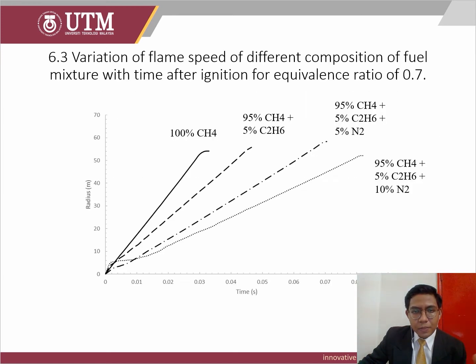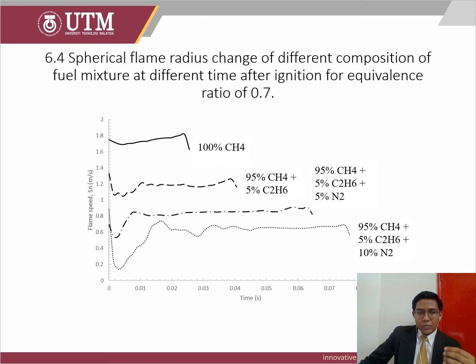This is the variation of flame speed of different compositions of fuel mixture with time after ignition for an equivalence ratio of 0.7. As we can see, the time taken for CH4 is shorter than the time taken for the addition of 10% of nitrogen. So it shows that adding 10% of nitrogen can cause the flame speed of the fuel mixture to be lower, or the burning rate to be lower. This is the graph of flame speed versus time, which shows that 100% CH4 has the highest flame speed, while 10% of N2 shows the lowest flame speed.